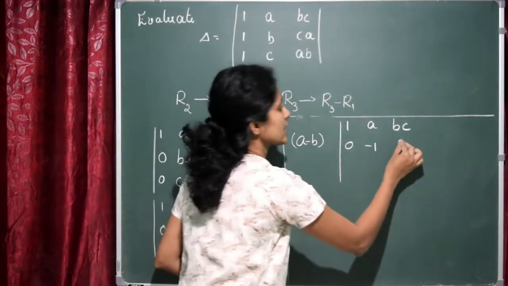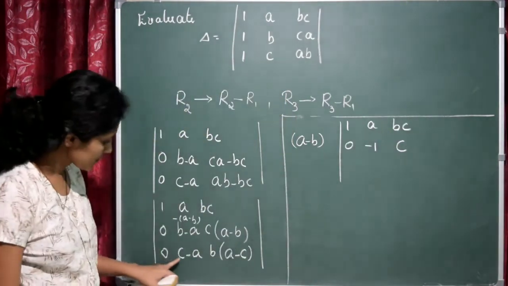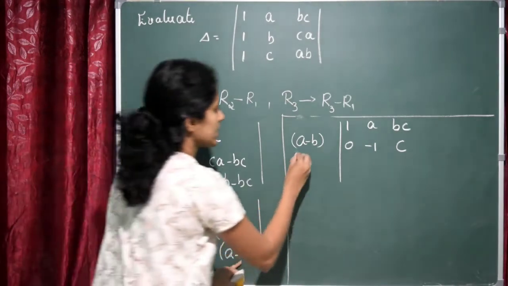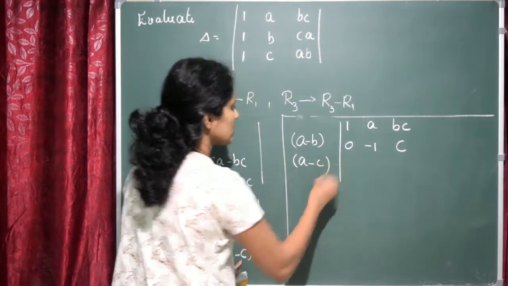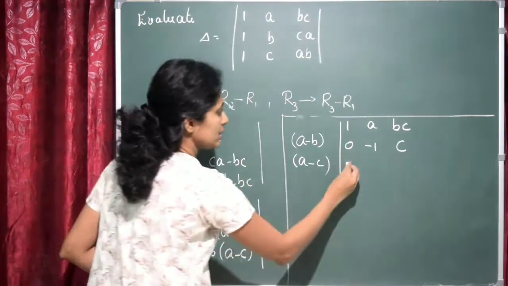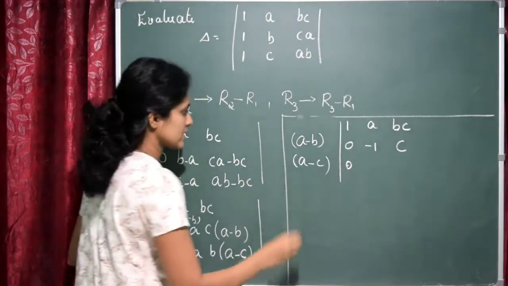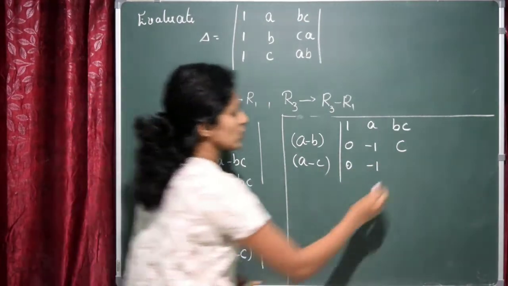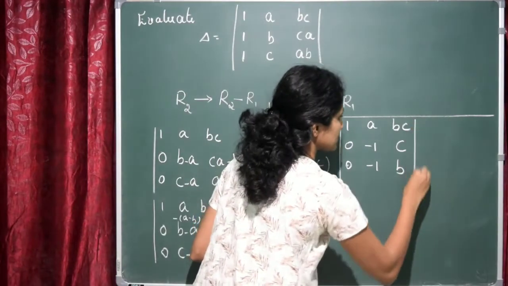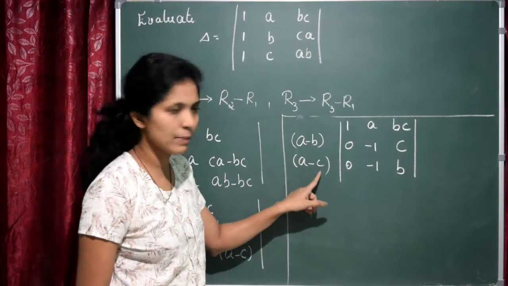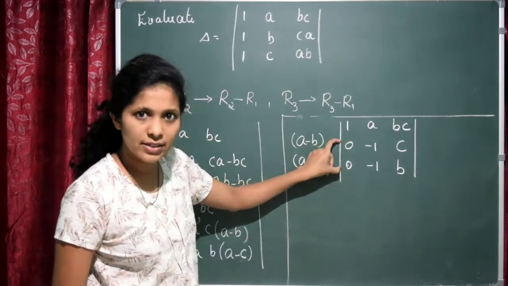Here C is remaining in the second row. Here C minus A is there and here A minus C is there. We'll take A minus C common. If I take A minus C common, here remaining is 0 and this is now minus 1. Next one here, A minus C is there, so remaining with B. I hope you understood this one. Now here A minus B and A minus C is there. Two elements are 0, right?